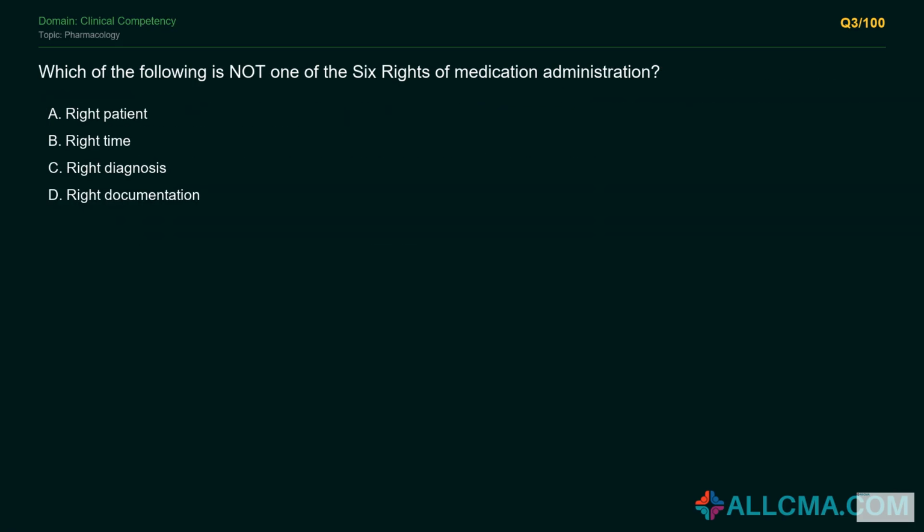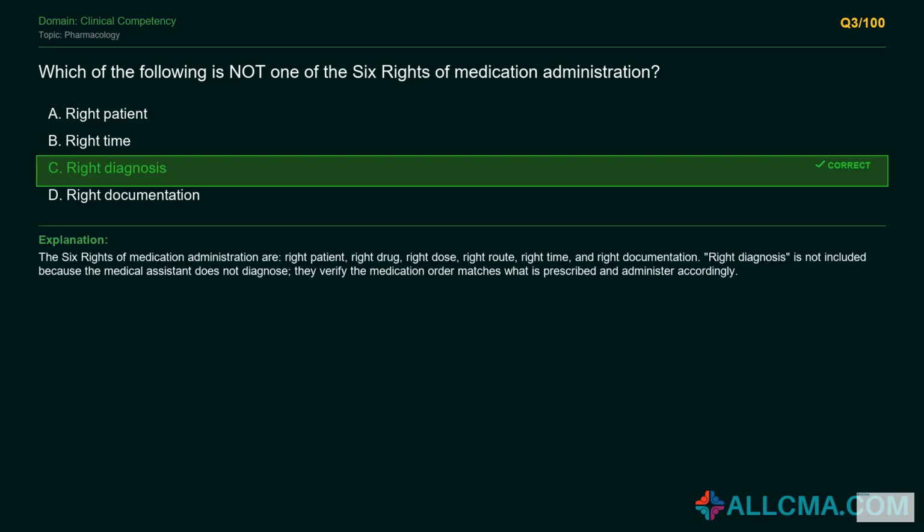Question 3. Which of the following is not one of the 6 rights of medication administration? Option A. Right patient. Option B. Right time. Option C. Right diagnosis. Option D. Right documentation. The correct answer is C.